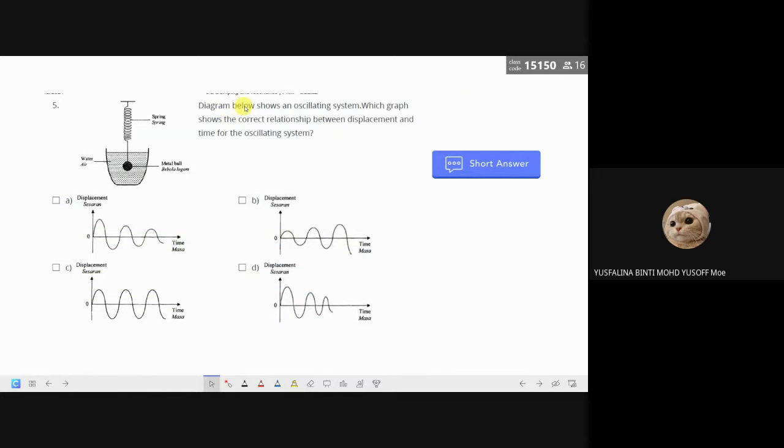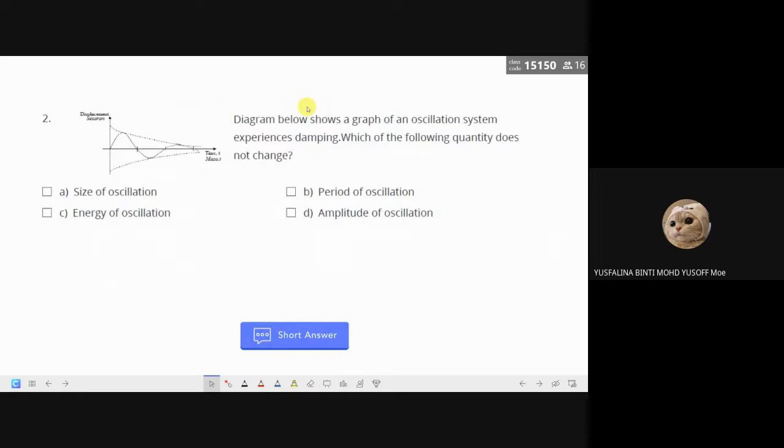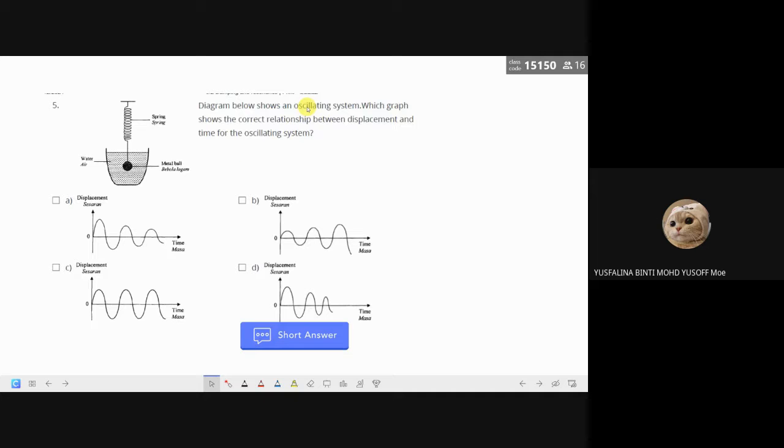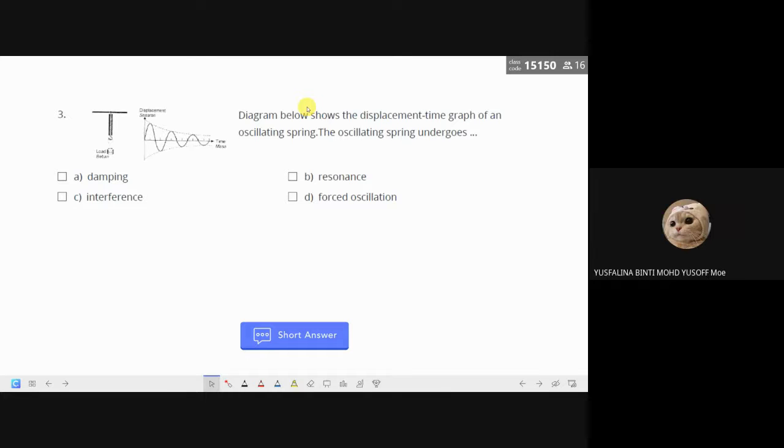So it says the diagram below shows an oscillating system. Teacher, that's not the question. Sorry. This one, right? Yeah. No, this one. Wait. This is the question, right? No, yes. This is the one the teacher showed just now, number 3. Yeah, this one.